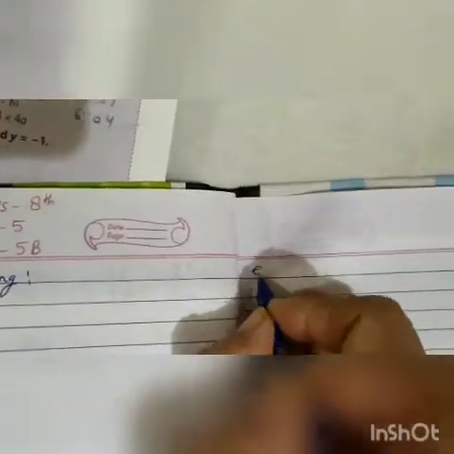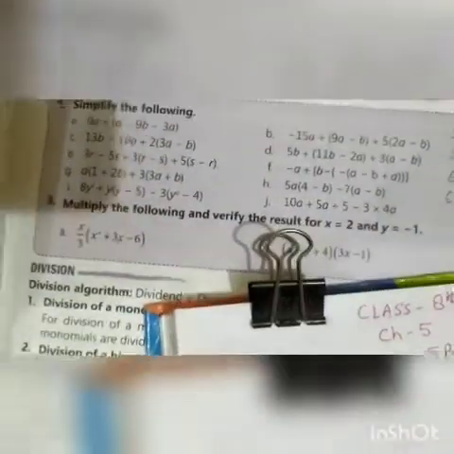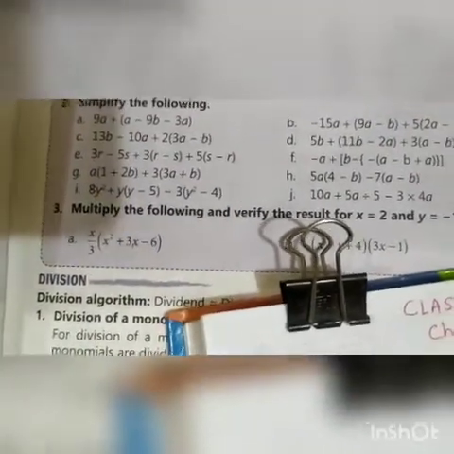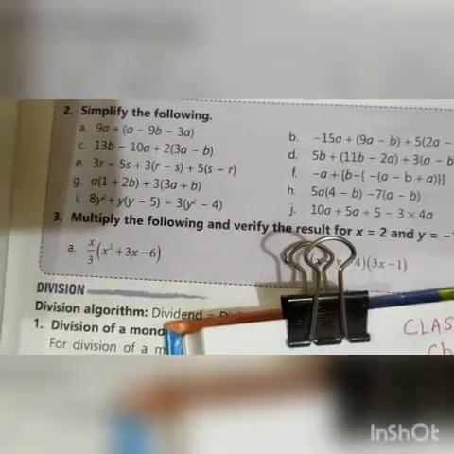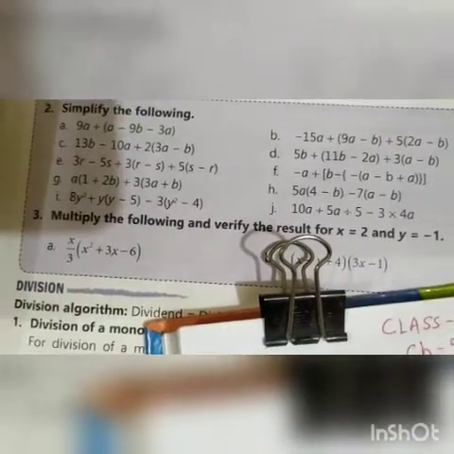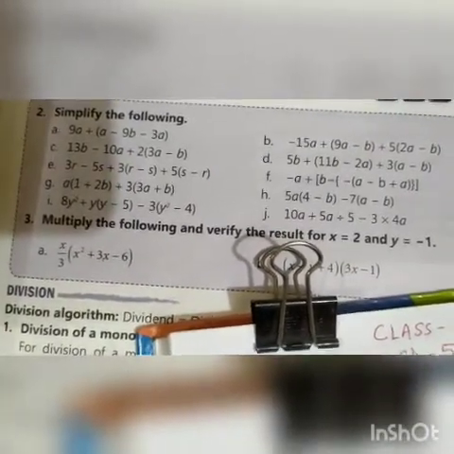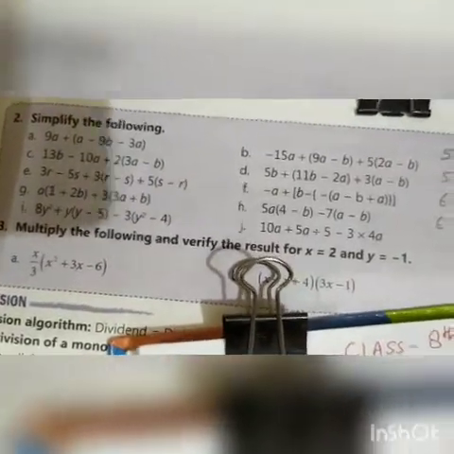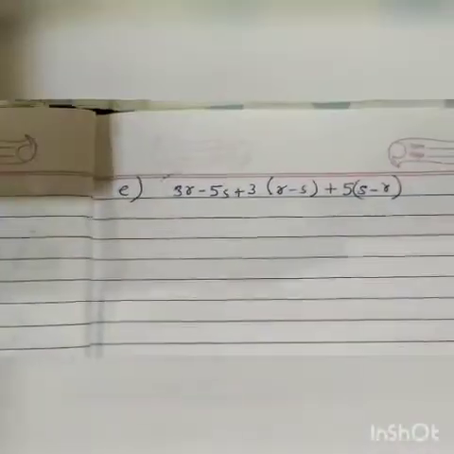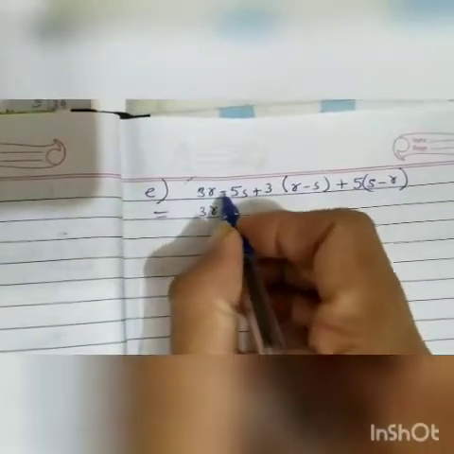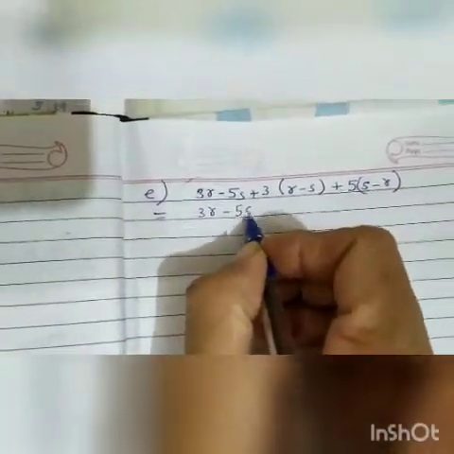Next part, E. Come to its E part. See here in the book, its E part is 3r minus 5s plus 3 into (r minus s) plus 5s minus r. See here, I have written the question here. This 3r will be written as it is, minus 5s.